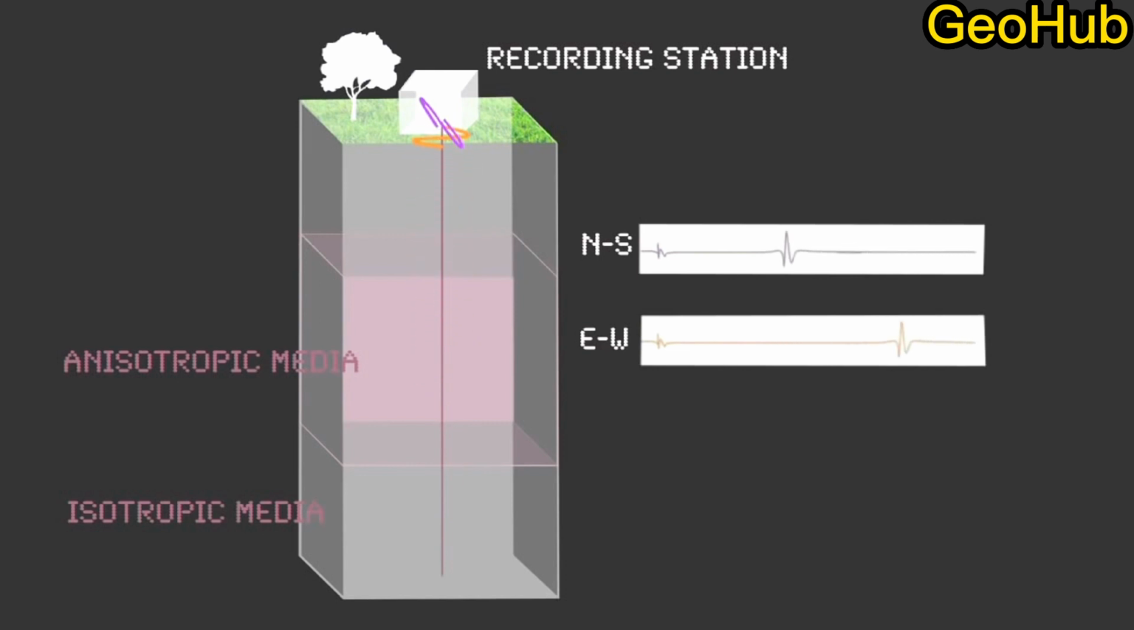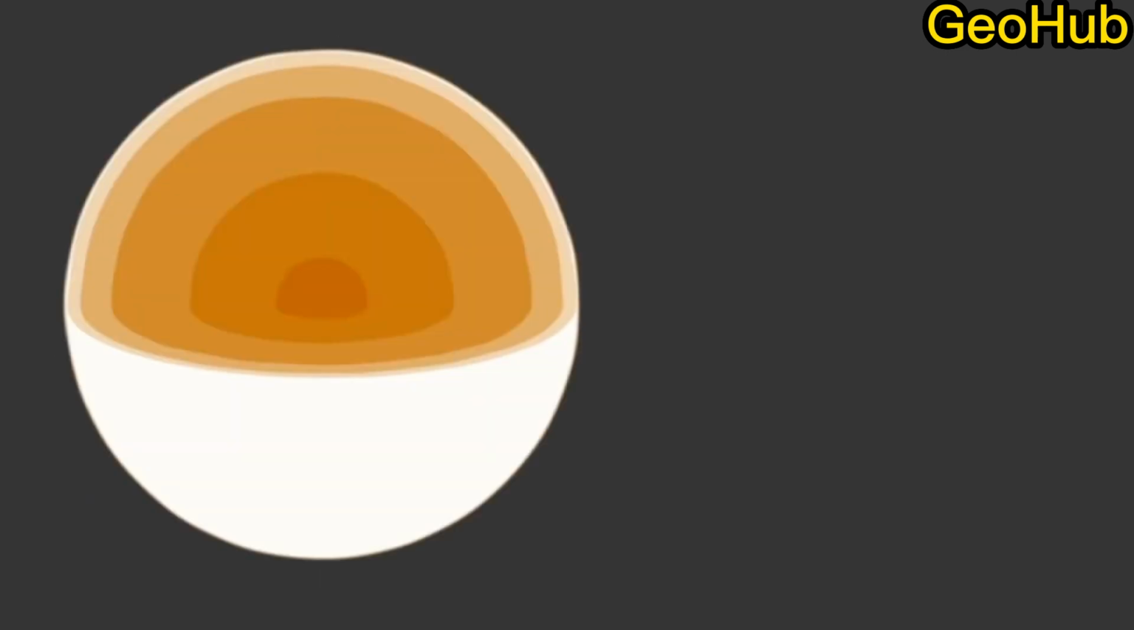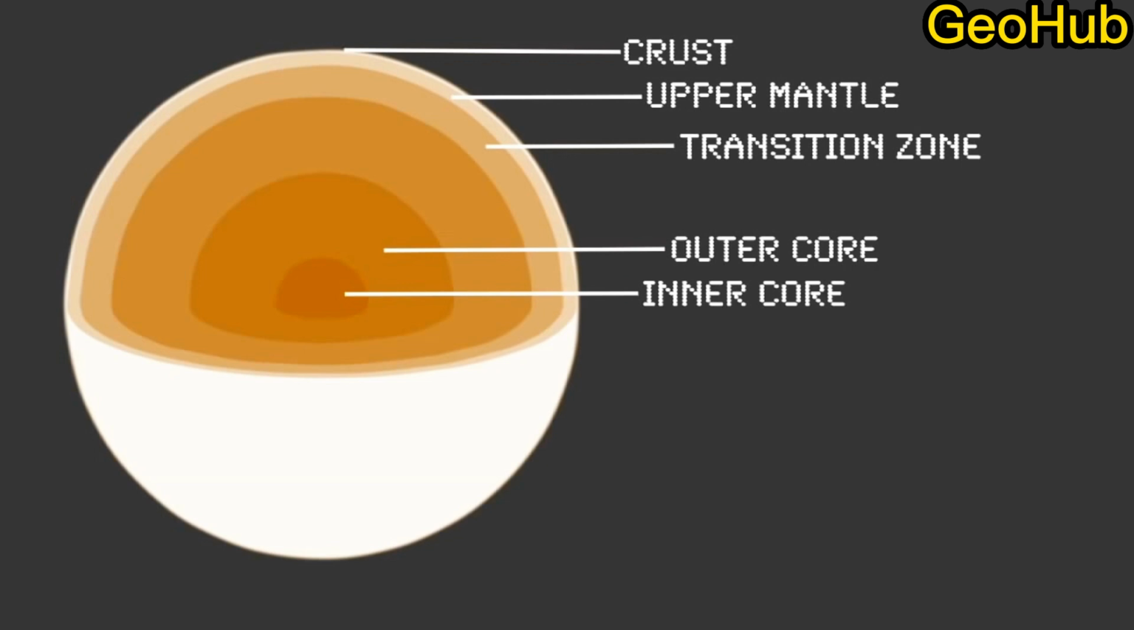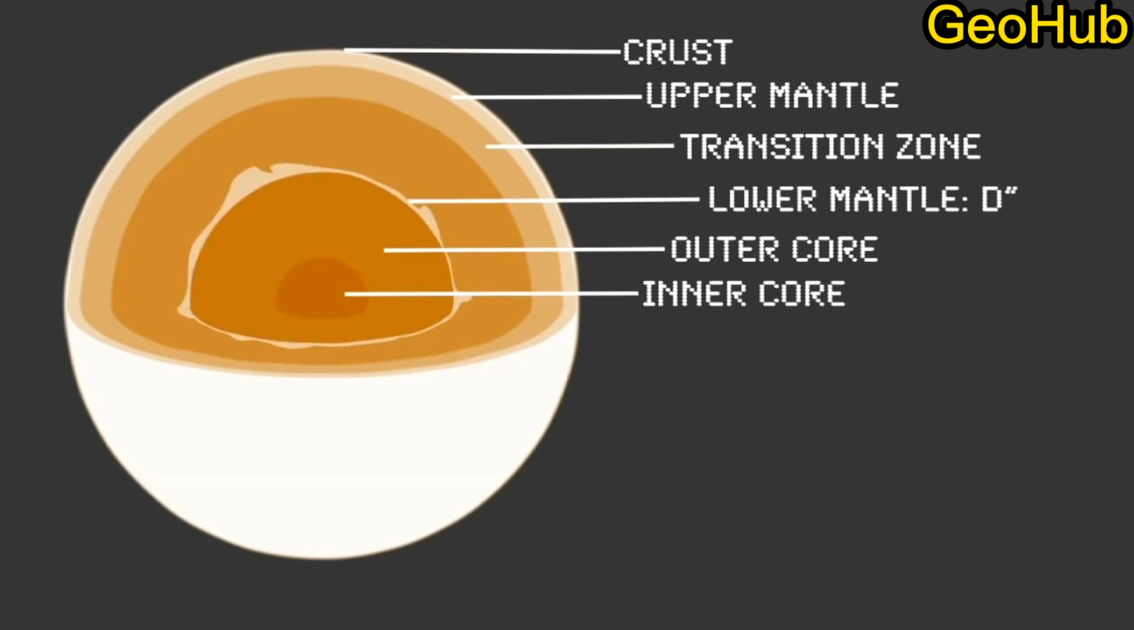The difference between their arrival times tells us about the anisotropy of the medium it traveled through, just like the amount of retardation in a mineral grain. Seismic anisotropy tells us about the flow in the asthenosphere, as well as the properties of the crust, upper mantle, transition zone, the core, and an area in the lower mantle called D double prime.